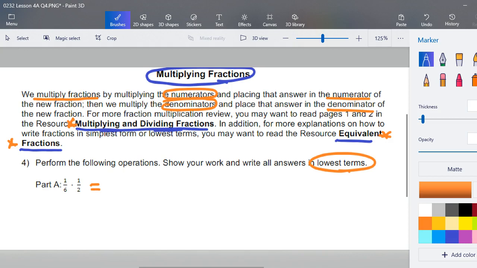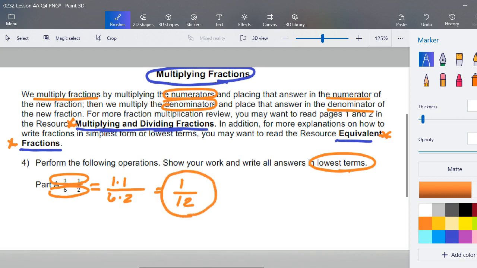Following the directions listed above, to multiply fractions, you're going to multiply all of the numerators together. So 1 times 1. And you're going to multiply all of the denominators together. In this case, it's 6 times 2. And we get 1 divided by 12. And we're done. And somebody emailed me today asking about how do we know and how do we reduce.